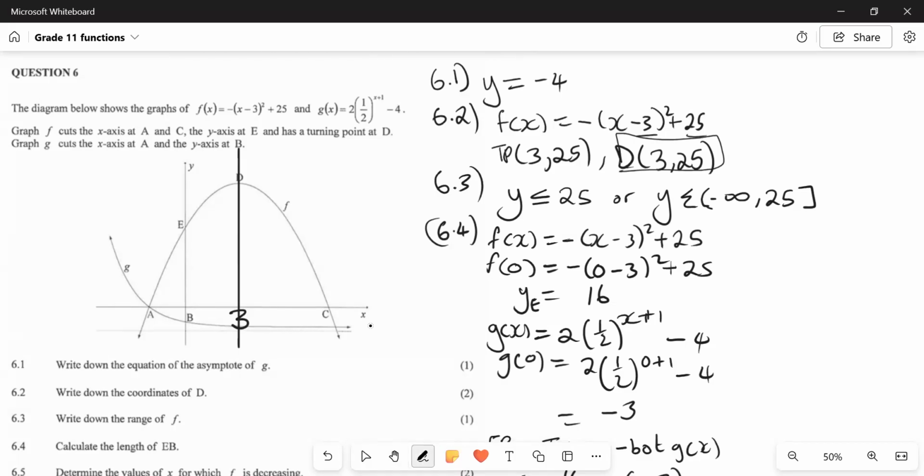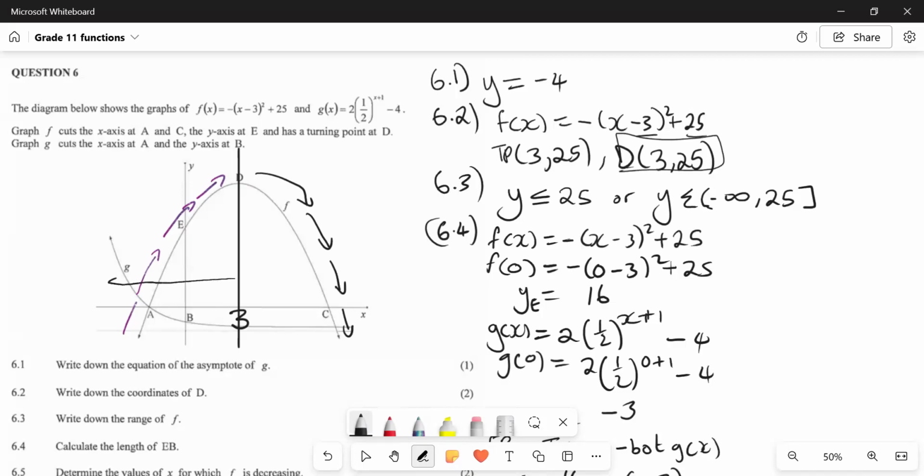Now they're saying, for which values of x is the graph of f decreasing? I'll use different colors so that I can make things clear. On our left hand side, the graph is going up, increasing. On the right hand side, the graph is going down, which is decreasing. Now, how do we express this in mathematical form? From 3 to your left hand side, the graph is increasing, it's going up. And then where is our graph decreasing? From 3 to the right hand side, the graph is going down, the graph is decreasing, right?